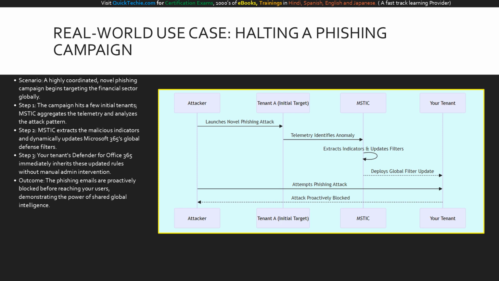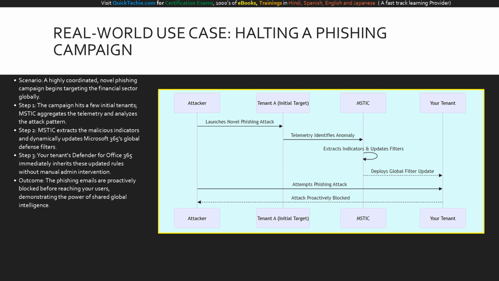Your tenant, without you lifting a finger, inherits these updated defense rules. The malicious emails are scrubbed before they ever reach your users' inboxes. This proactive approach helps your organization stay ahead of attackers and drastically reduces the risk of a successful breach, proving the immense value of global threat intelligence.